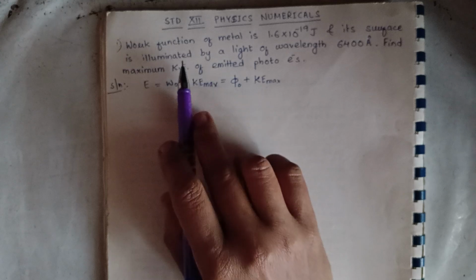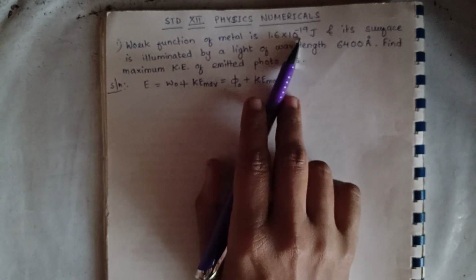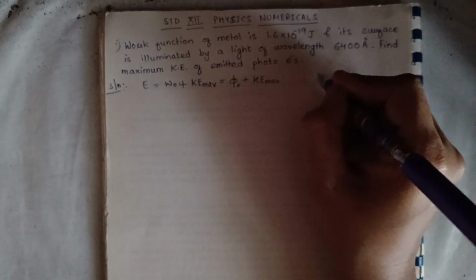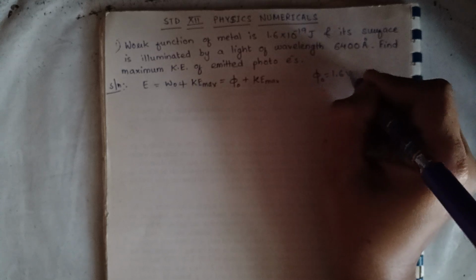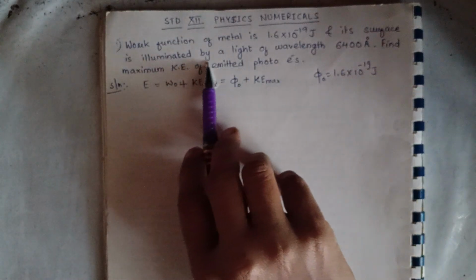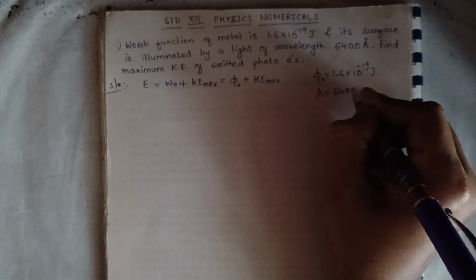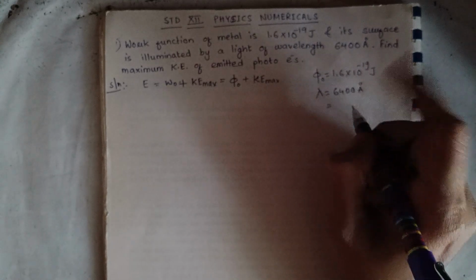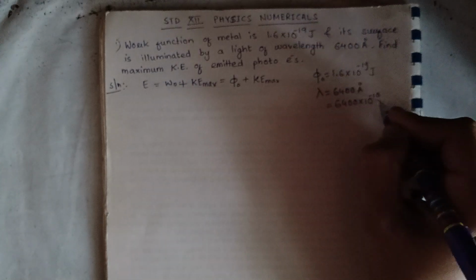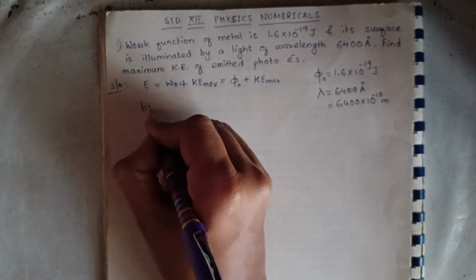So here, what is given? The work function of the metal is 1.6 into 10 raised to minus 19 joule. We'll write first what is given. Its surface is illuminated by light of wavelength 6400 angstrom. You have to convert this into meters, so 6400 into 10 raised to minus 10 meter. Now how is energy given? h nu, right?